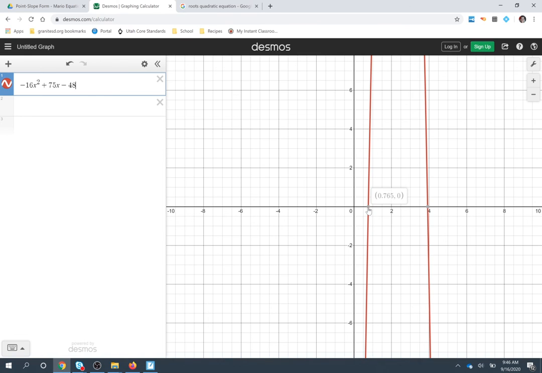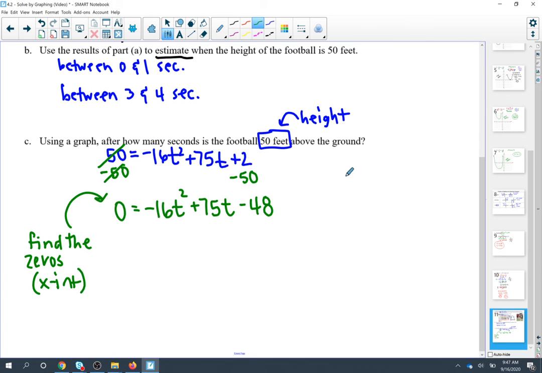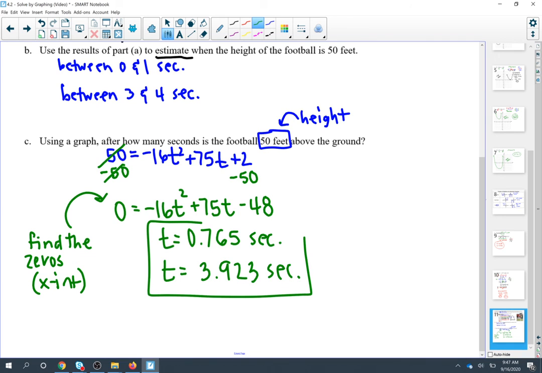Well, didn't we say the first one was between 0 and 1 second? And then my next one is 3.923. Didn't we say the last one was between like 3 and 4 seconds? So t, based on my graph, is 0.765. Leave all the decimals, seconds, and t equals 3.923 seconds. Make sure you put a label on them.